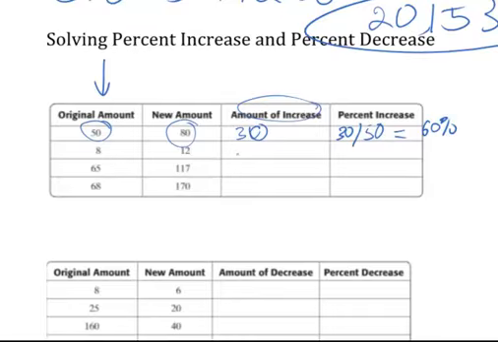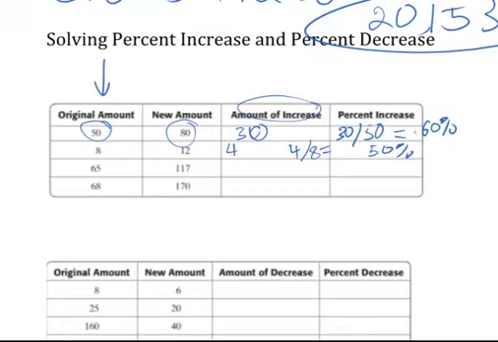All right, let's try the same thing with the next one. From 8 to 12, it went up by 4. So I'm going to take that number 4, I'm going to divide it by my original amount, which is 8, and if I change that to a percent, that's 50%.